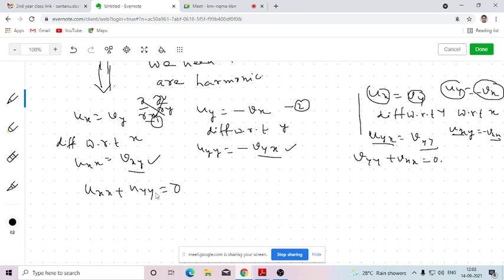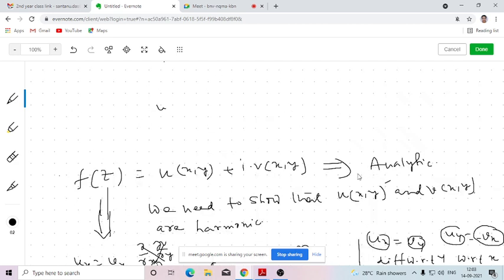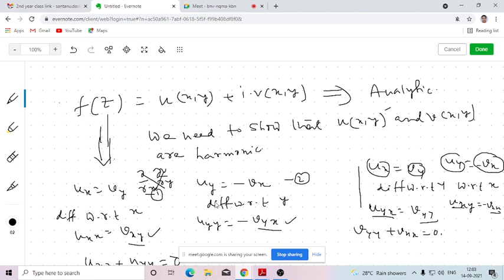This proof might come in the exam, so you need to remember it. In general, in that proof we have shown that if f(z) is analytic, then both the real part and imaginary part are harmonic. By the Cauchy-Riemann equation and using the second property of the function f(z), which is required for f(z) to be analytic, we have shown that both u and v are harmonic functions. Okay.